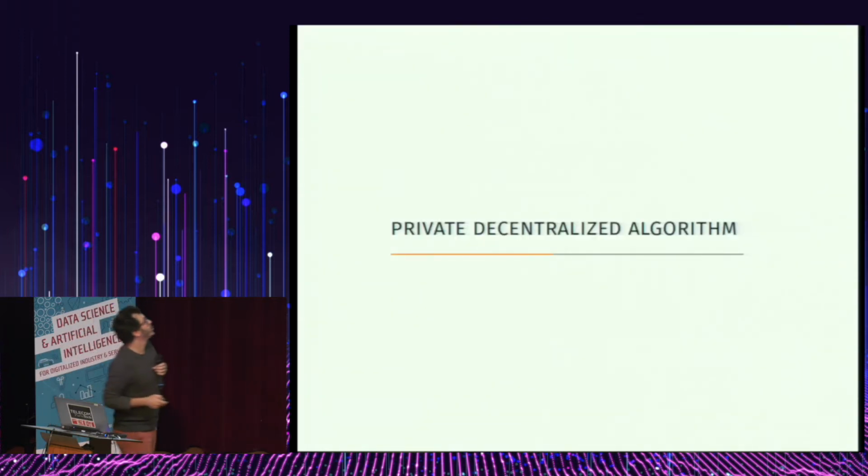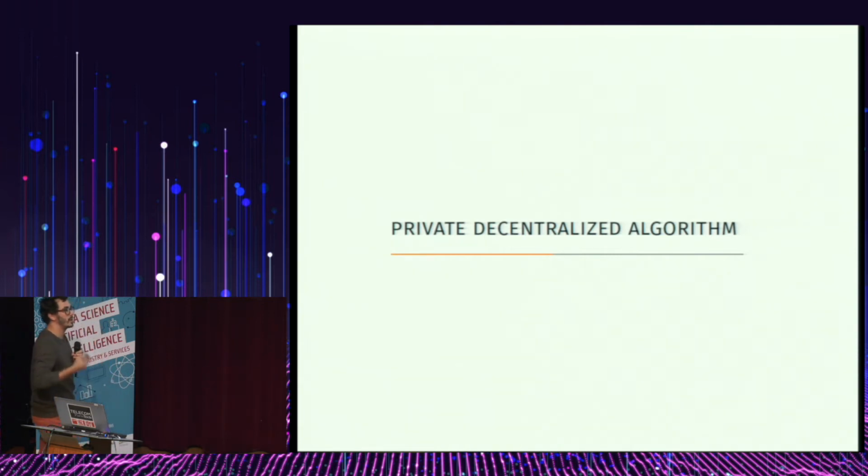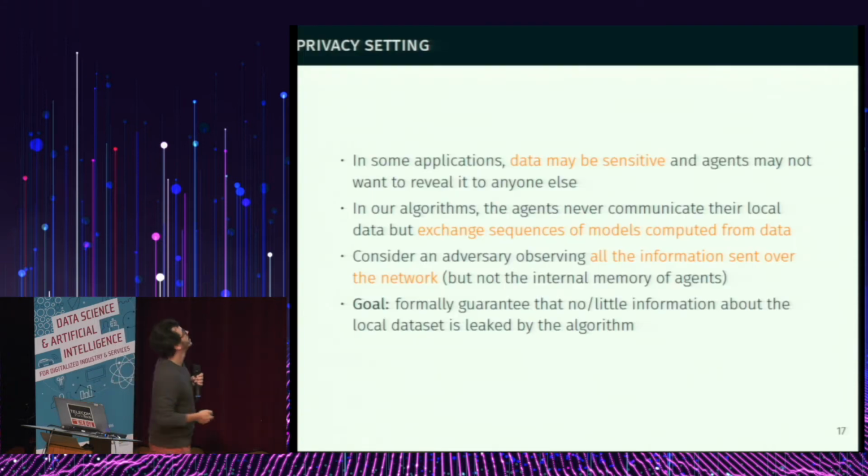Okay, so now what do we have? Essentially, we have an algorithm that optimizes our objective function in a decentralized way, learning models that are potentially different for each user, but with collaboration by exchanging parameters. Okay, so what about the privacy goal?